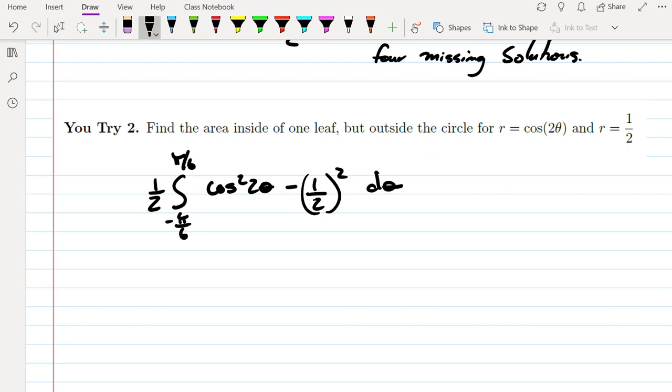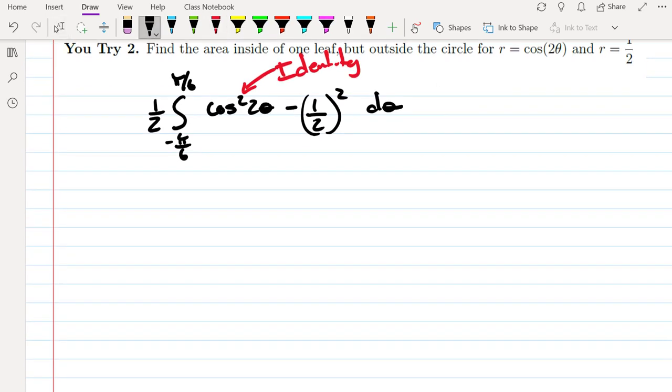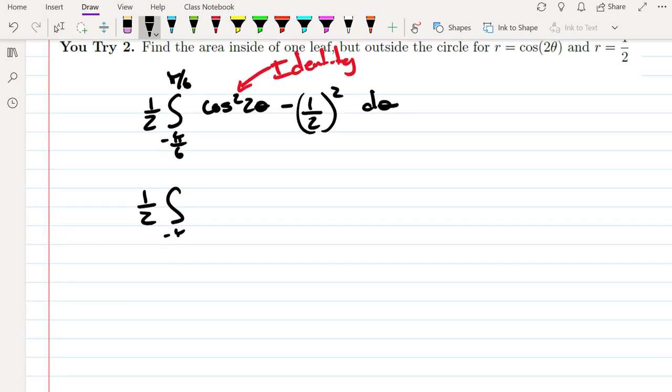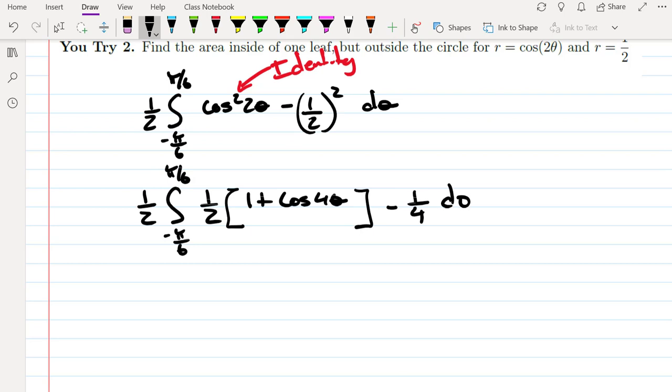Once again, we have to use our identity to integrate our trigonometric function. So we have 1/2 times the integral from negative pi over 6 to pi over 6 of 1/2 times 1 plus the cosine of 4 theta, minus 1/4 d theta.